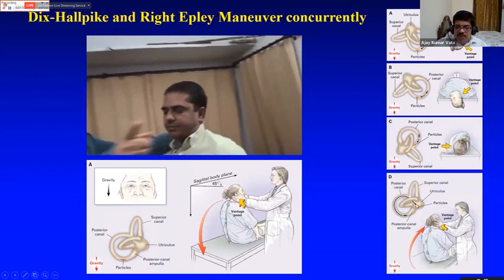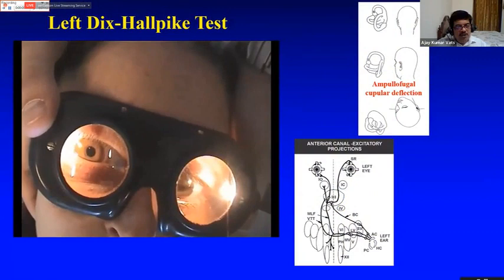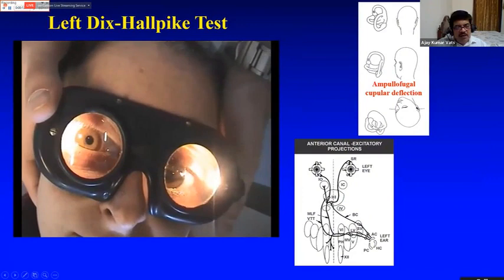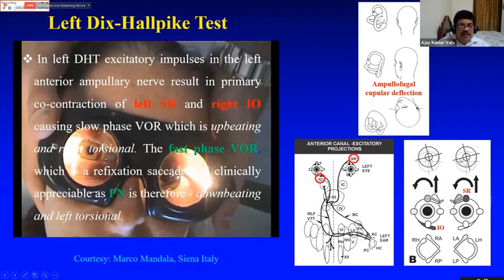This is likewise the left Dix-Hallpike test, eliciting a down beating nystagmus, and the torsional component is towards the left side, making it a left anterior semicircular canal BPPV. However, in anterior semicircular canal BPPV, the torsional component is often very small and insignificant and difficult to appreciate.